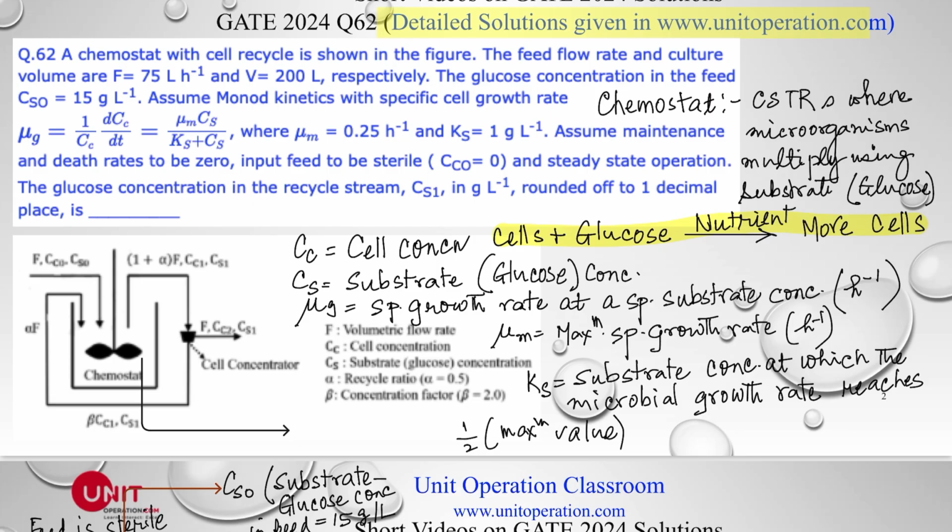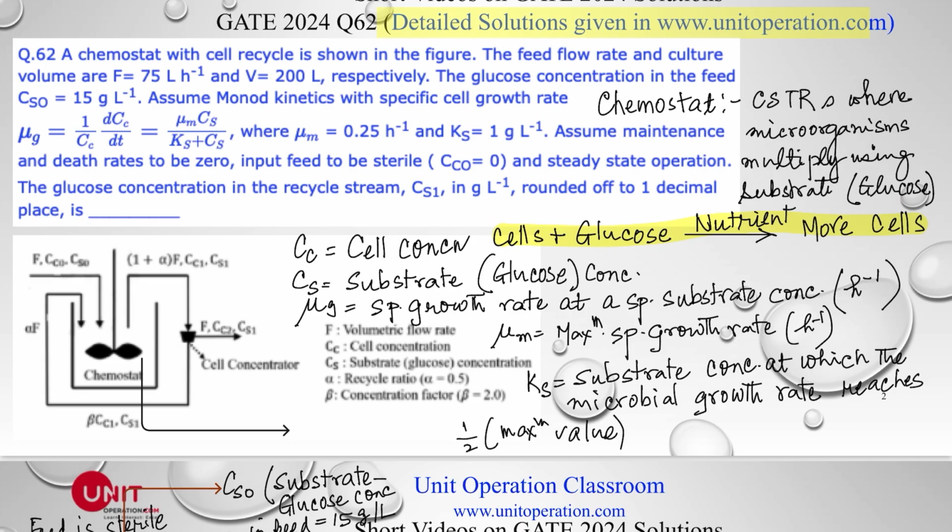So what happens? You have cells here in this chemostat, and they consume glucose, which is a substrate, and a lot of times there are nutrients, which is not mentioned in this problem. So these cells consume the substrate, which is their food, to create more cells.